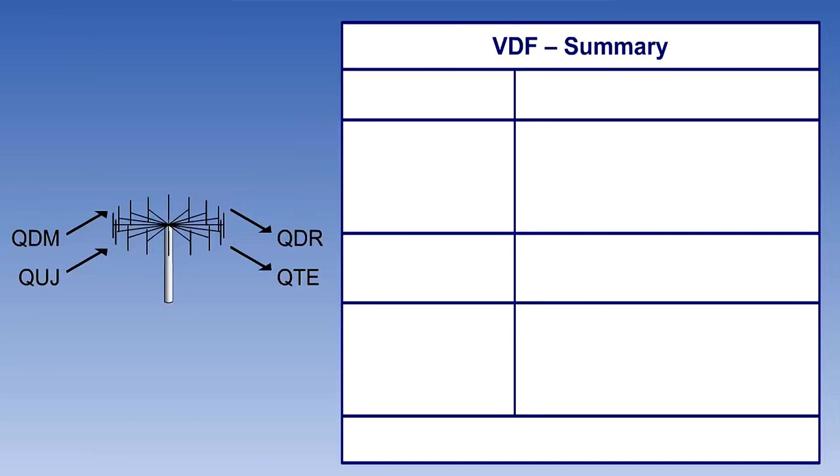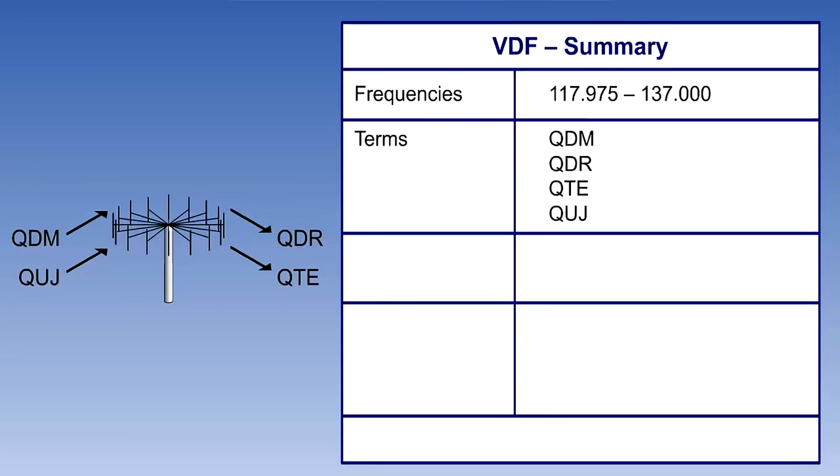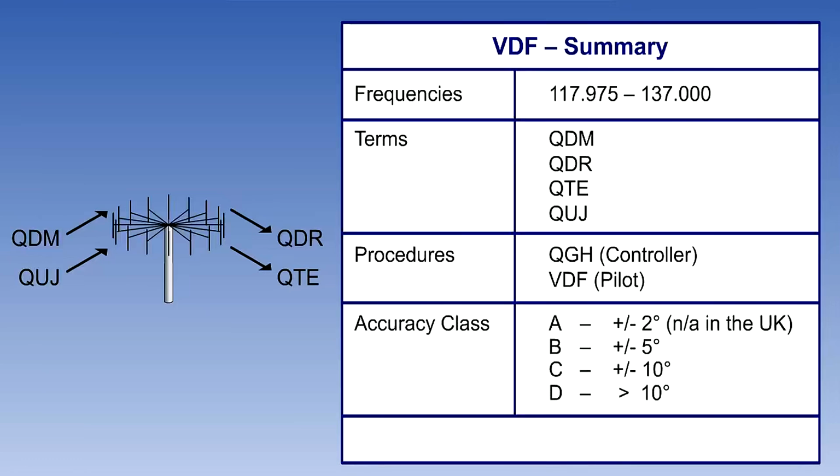For VDF, these are the important points to remember. VDF uses the VHF frequencies of 117.975 to 137.0 MHz. Remember the Q codes for the various types of bearing. The approach procedure can be a QGH or a QDM-based VDF letdown. Remember the accuracy figures, and that an automatic triangulation service is available in the UK on 121.5 MHz.